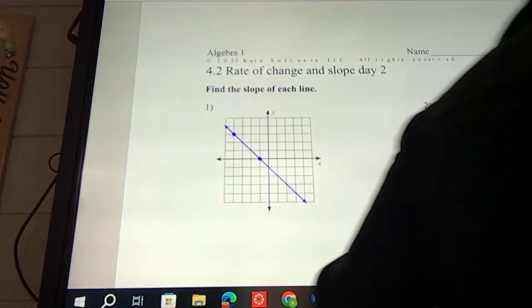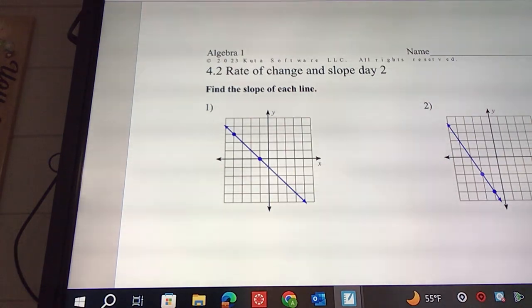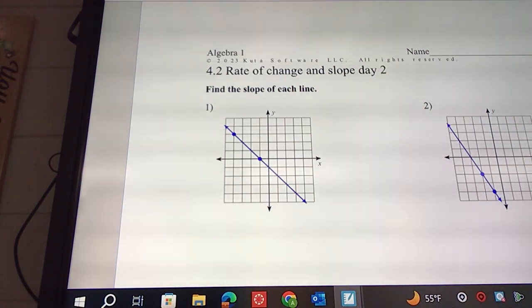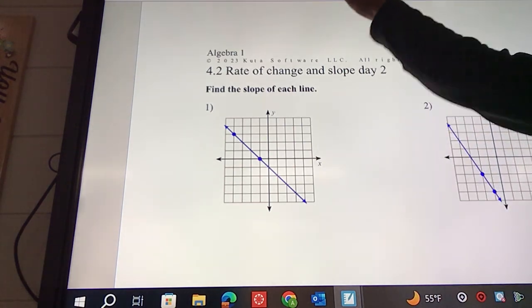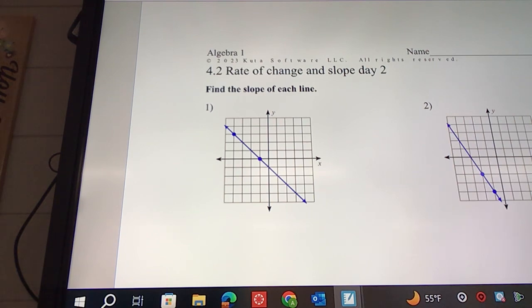Okay, today we're going to continue with the rate of change, slope, etc. There is really nothing new on here from yesterday. It's just a second day of review, okay? So if you weren't here yesterday, you definitely need to go through and watch that video from yesterday because I am going to go kind of fast. But if you were, you should be totally fine.